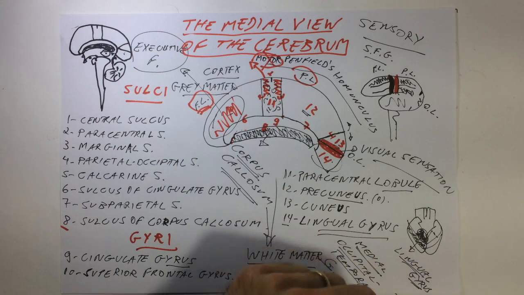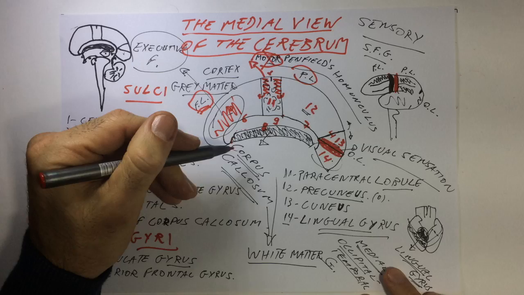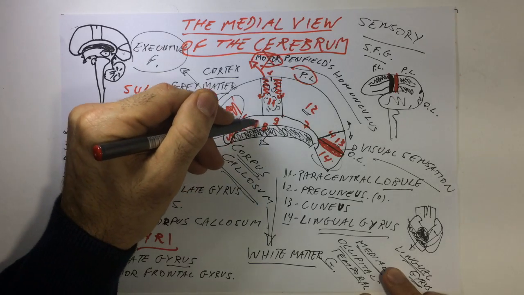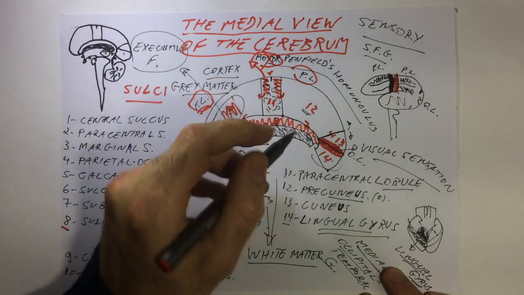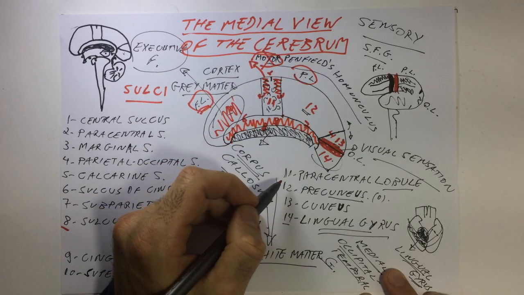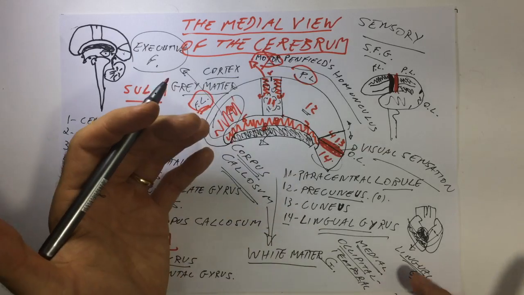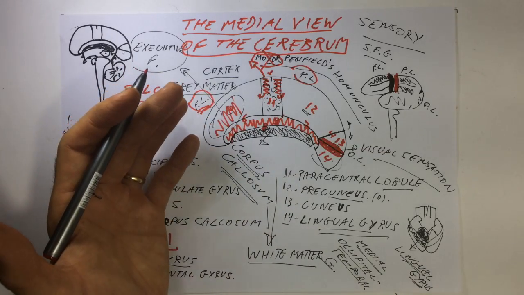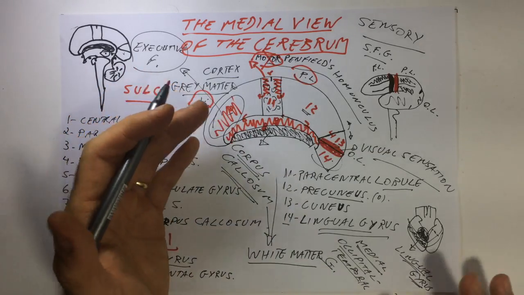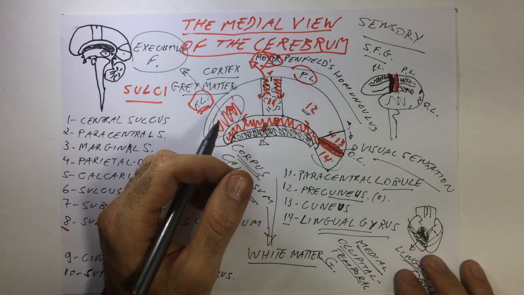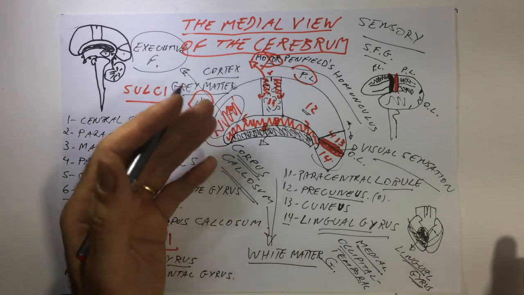And as I said before, the cingulate gyrus is related to the limbic system. That is a whole system, as the name says, obviously, related to emotions and memory, among other functions.